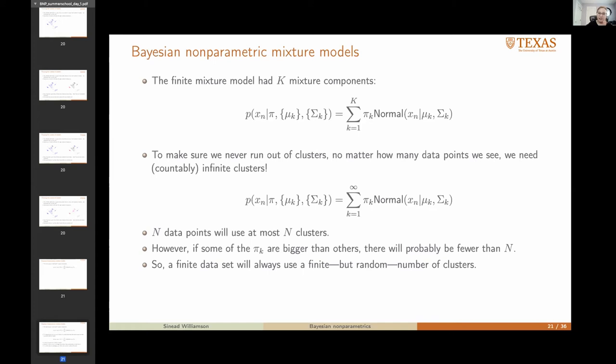And this is going to arise naturally if we have some of our probabilities, some of our pi's, being bigger than others. If you have one pi that is size 0.5 and all of the rest are vanishingly small, we're going to see that size 0.5 cluster more often than we see the other clusters. So having this infinite dimensional mixture model means that no matter how much data we see, we can always add more clusters. There's always more room. But we're still, in practice, only going to be seeing a finite number of clusters. At most, the number of data points, but in practice, it's going to be some random number lower than that value.